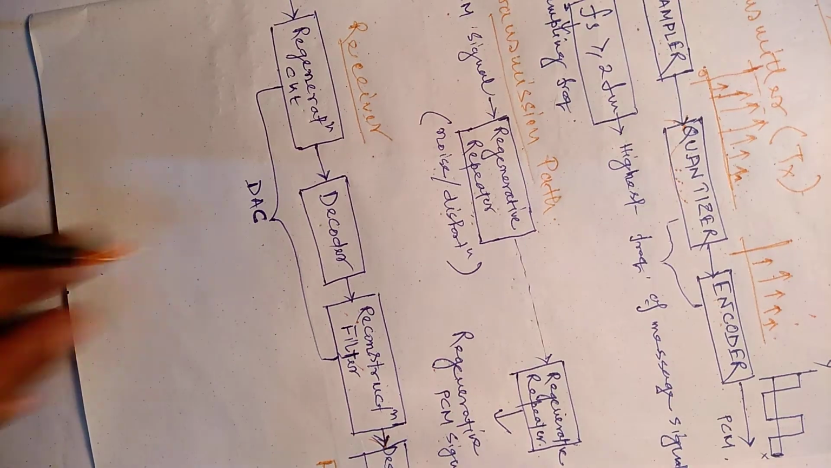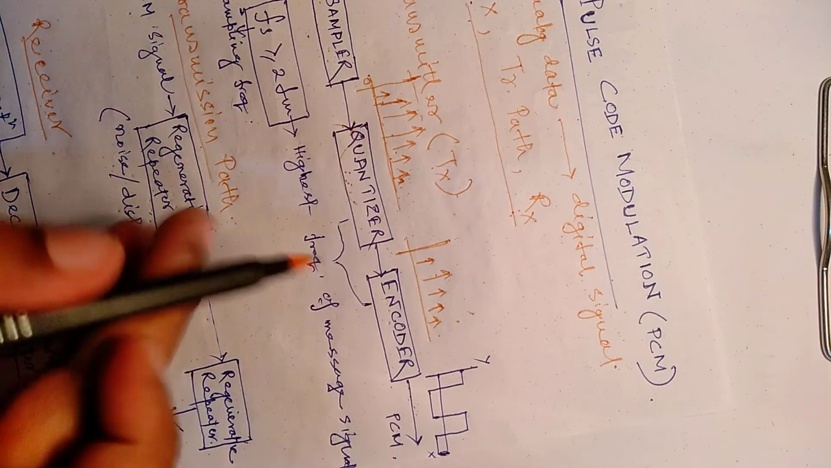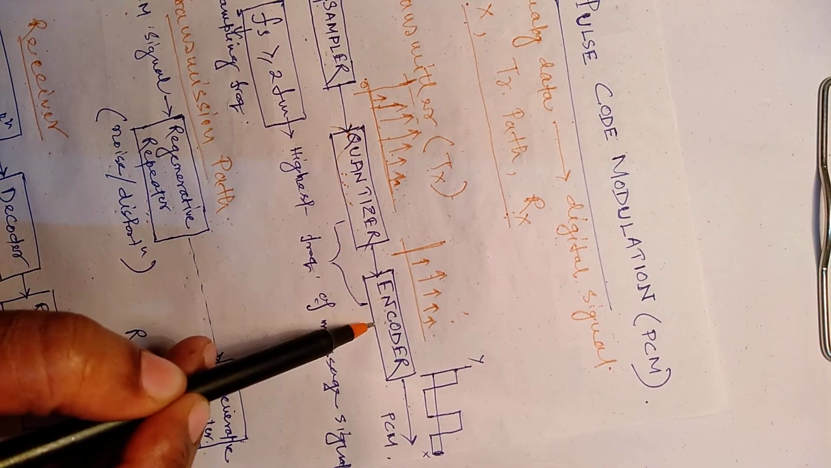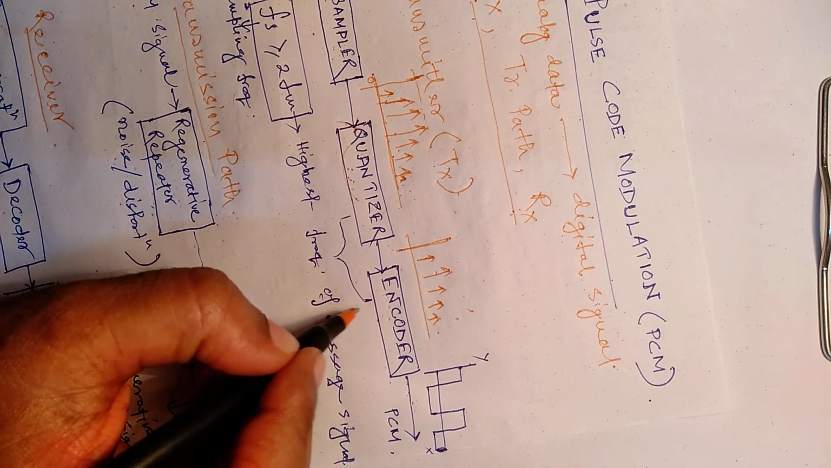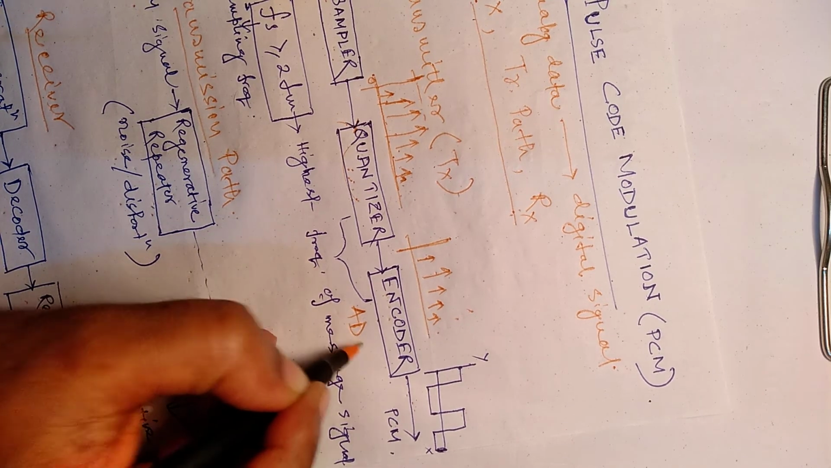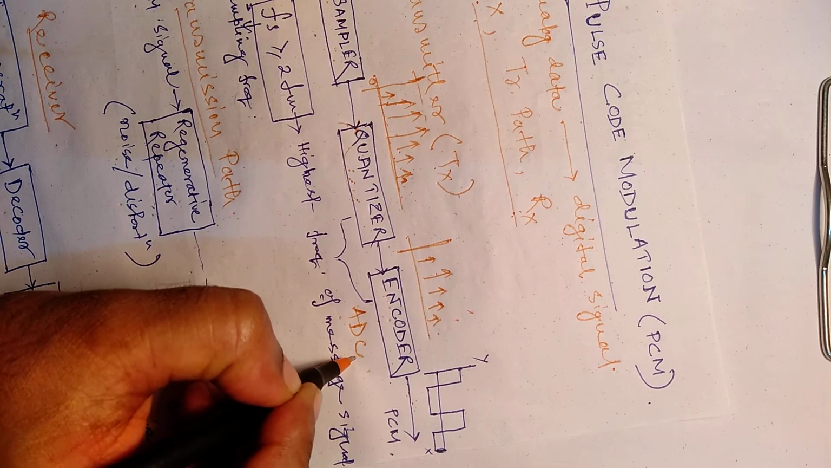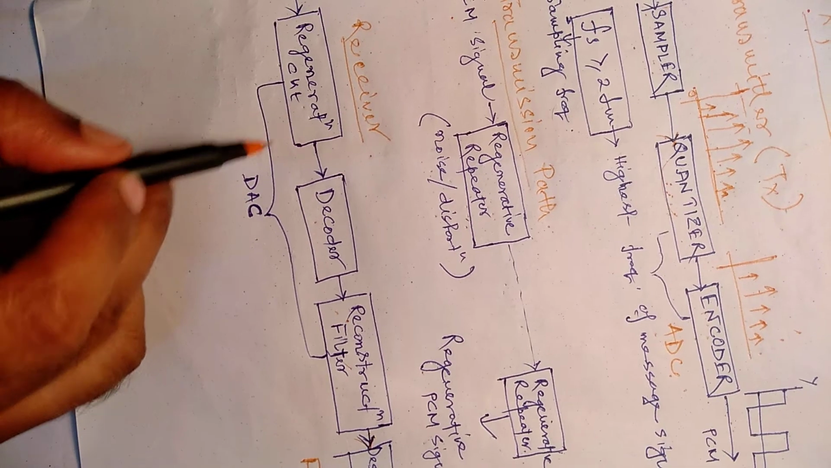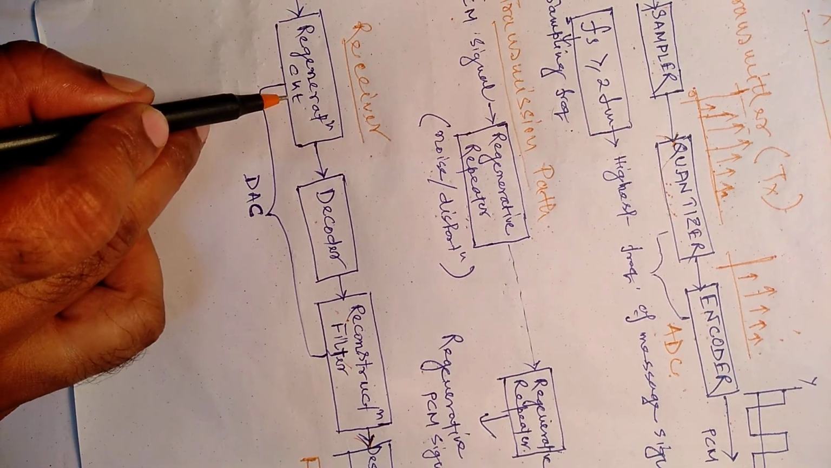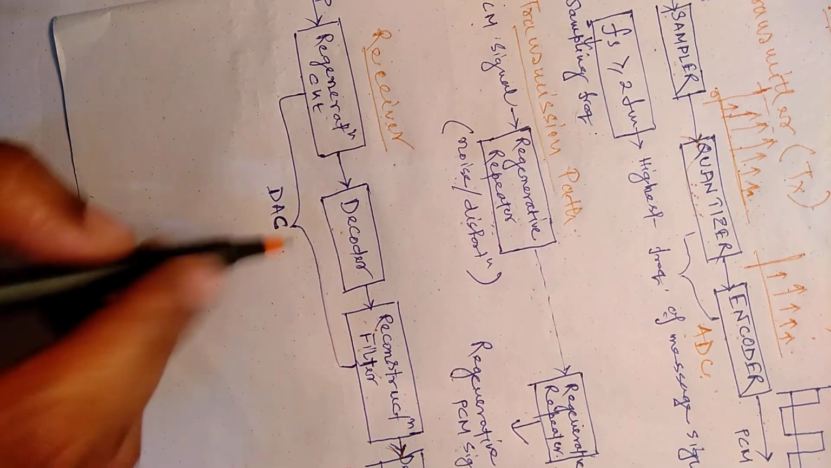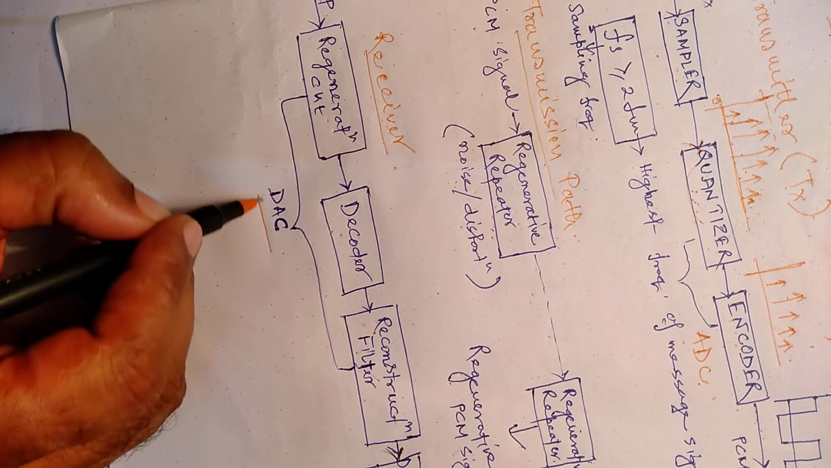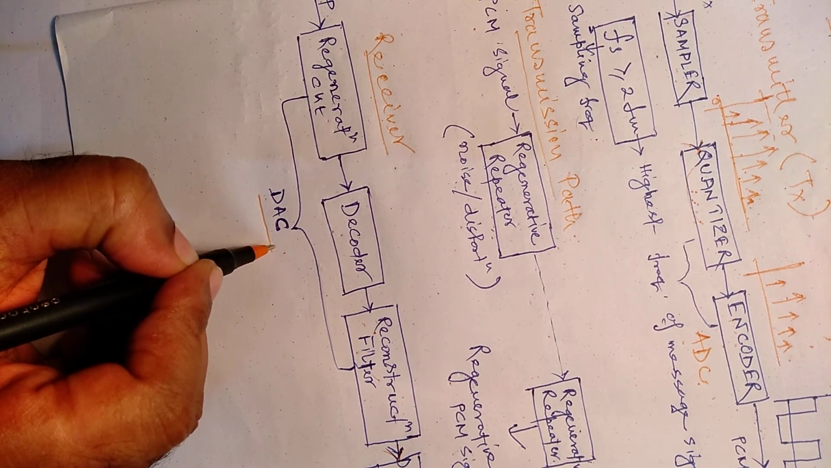And you see two different things. In the transmitter part, this quantizer and encoder, these two blocks act as an ADC, that means analog to digital conversion. And in case of the receiver end, this regeneration circuit as well as the decoder and reconstruction filter act as a DAC, digital to analog converter.